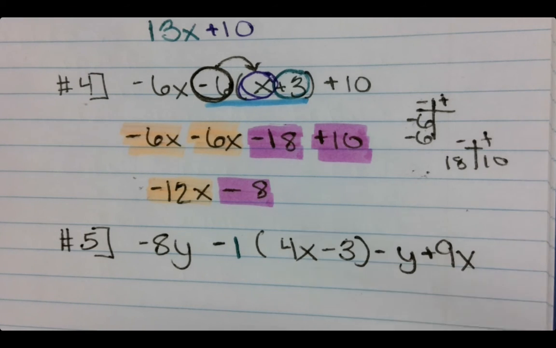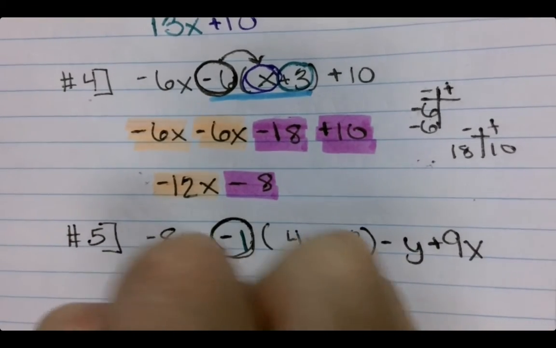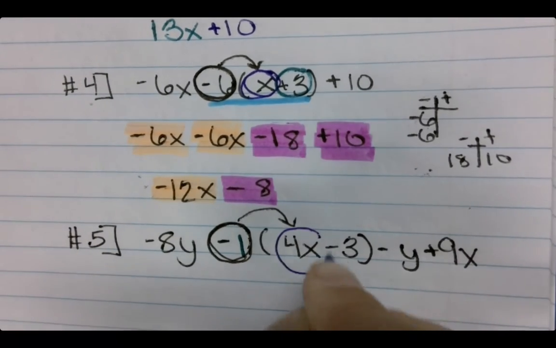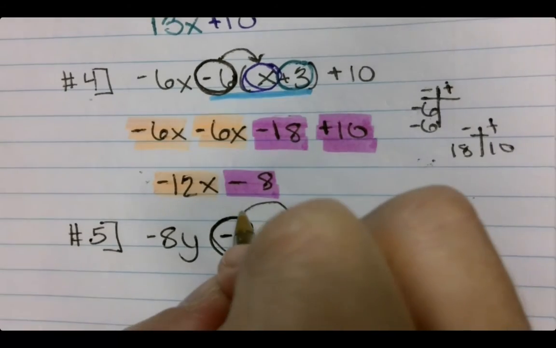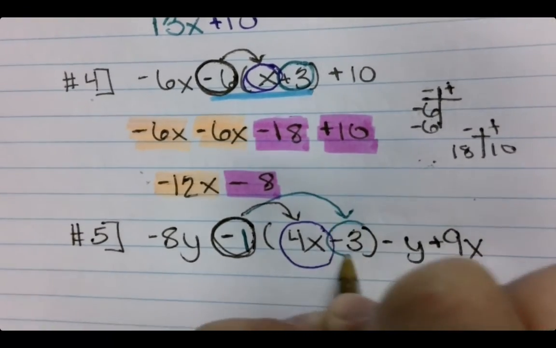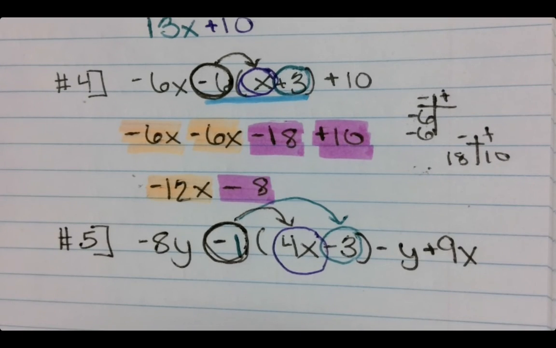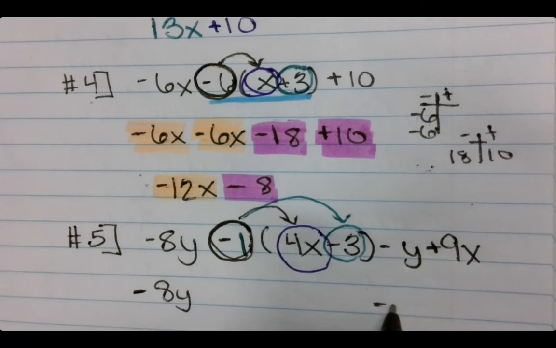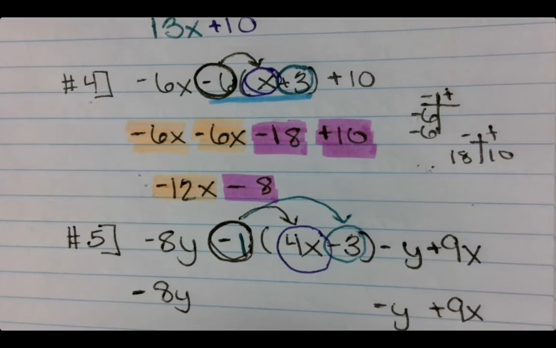So again, if I kind of do the same thing that I did in the last problem, this would be -1 times 4x and -1 times -3. Okay? So I'm going to bring down everything that is not being distributed. That way I don't forget it.